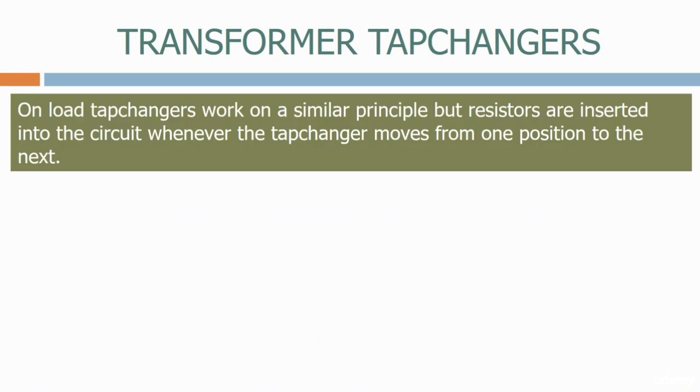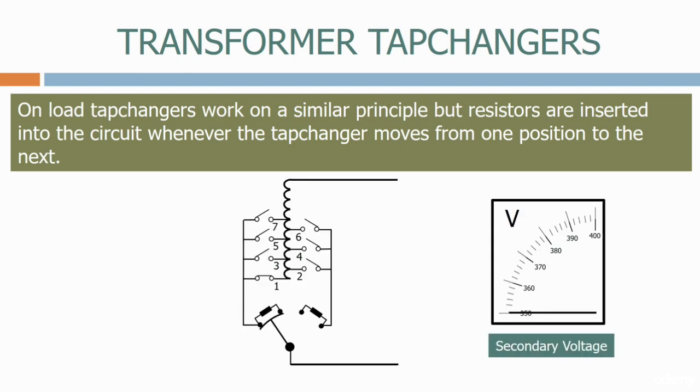On-load tap changers work on a similar principle, but resistors are inserted into the circuit whenever the tap changer moves from one position to the next. Here's an on-load tap changer on the secondary winding. As we can see, it's got 7 taps. Let's now energize the transformer. As we can see, on tap 1, the full secondary winding is connected. Let's now operate the tap changer.